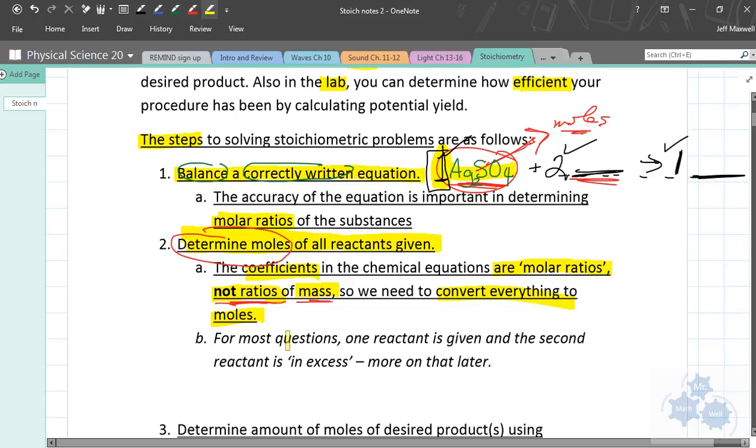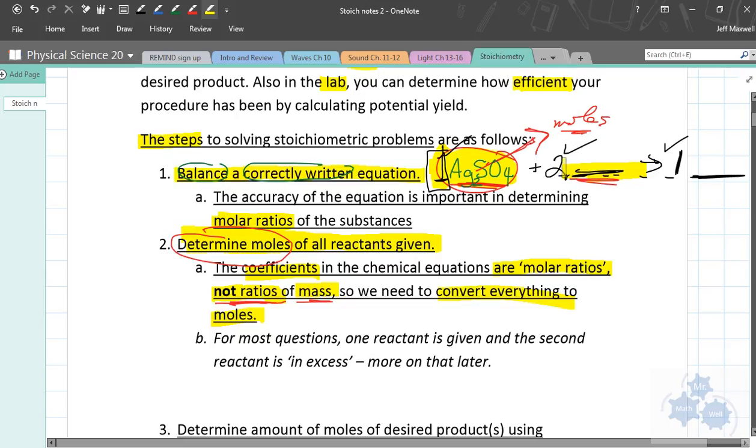Now, just a side note here. For most questions that we're going to do, one reactant is given. So we're given a mass maybe of, let's say, this silver sulfate. And then the other reactant that it's reacting with is usually said to be, we have lots of it. We have a little bit of extra of this. And I'm going to talk more about this later.